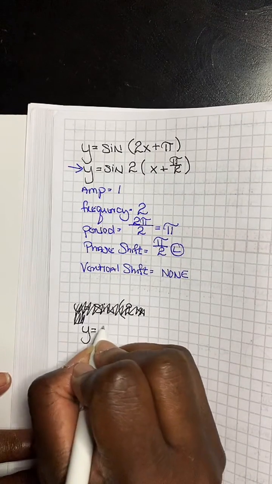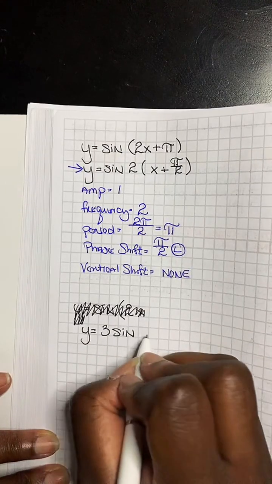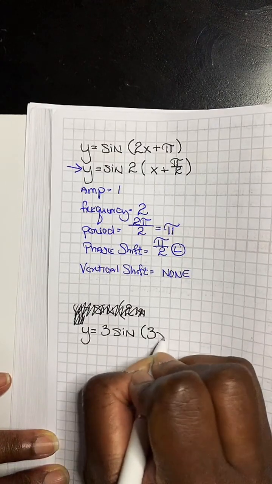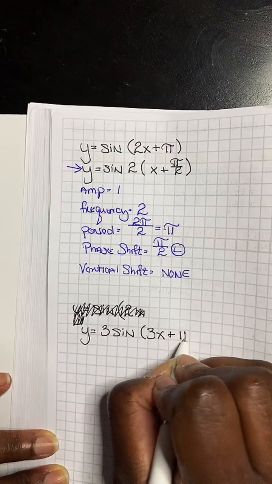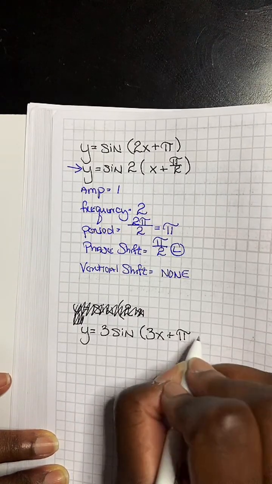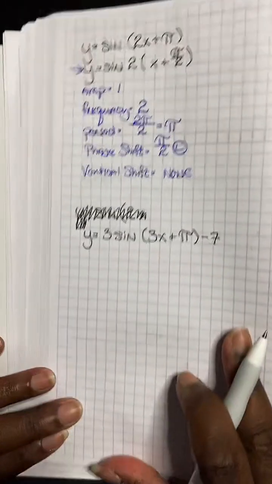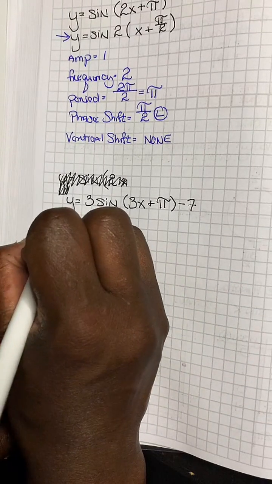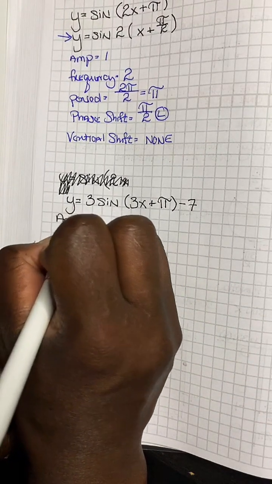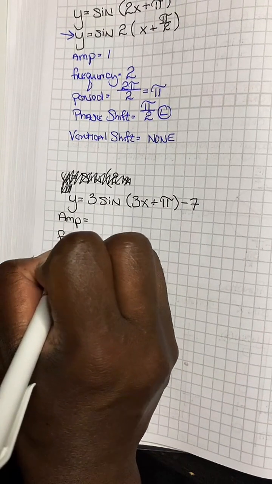All right, y equals 3 sine of (3x plus pi) minus 7. And what we're going to look for is we're trying to get the amplitude, the frequency, the period.